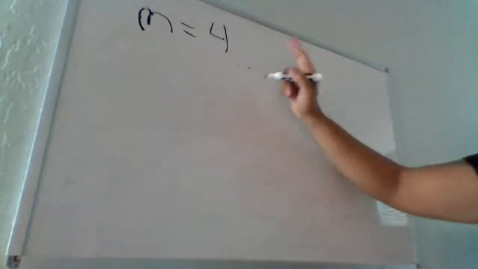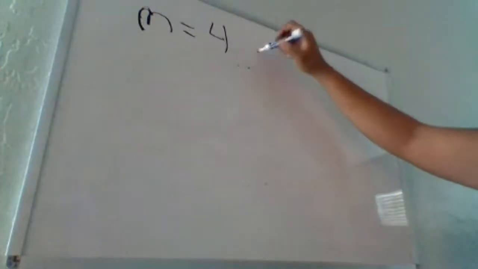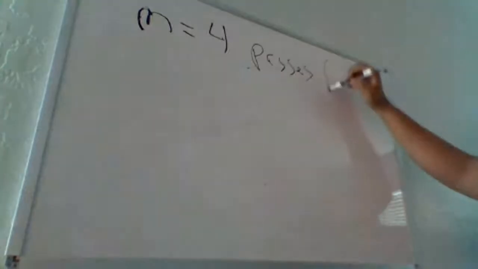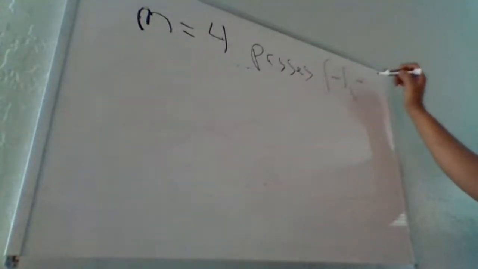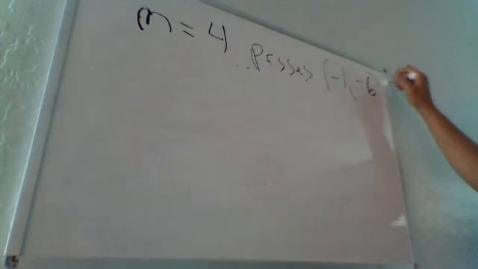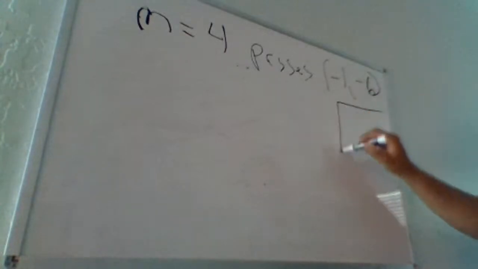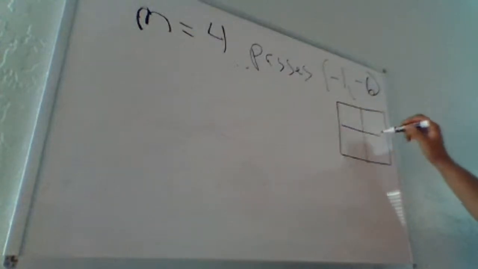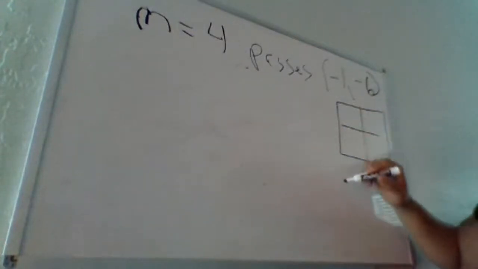So we know the slope here is going to be 4, and it's going to pass through the points -1 and -6. Sorry, it's going to pass through -1 and -6. You can even see that on a coordinate plane. All right.